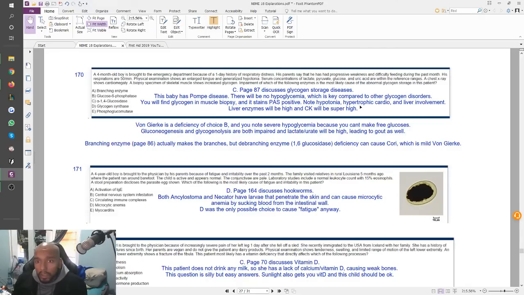Note hypotonia and hypertrophic cardiomyopathy as well as liver involvement. Liver enzymes will be high and CK will be super high. What about the other issues?